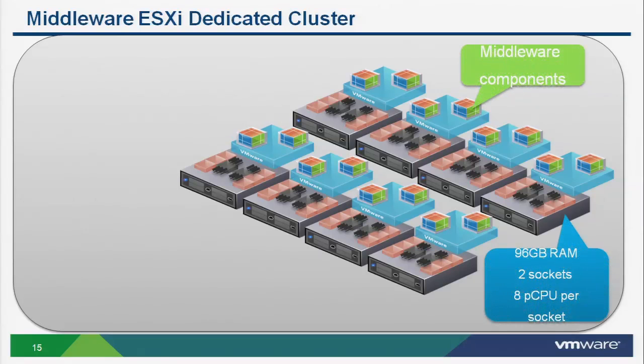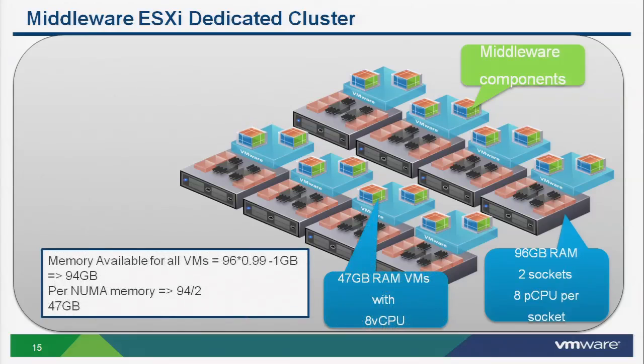So if you look at a box that has about 96 gig of RAM, that's 2 sockets and 8 CPUs, basically 8 cores on each of these sockets, the amount of memory that's available, if you're going to use virtualization, the amount of memory that's left over is about 94 gig. When you apply a 1% overhead minus 1 gig fudge factor due to VM overheads, it is variable, but 1 gig is usually more than good enough. You get about 94 gig.